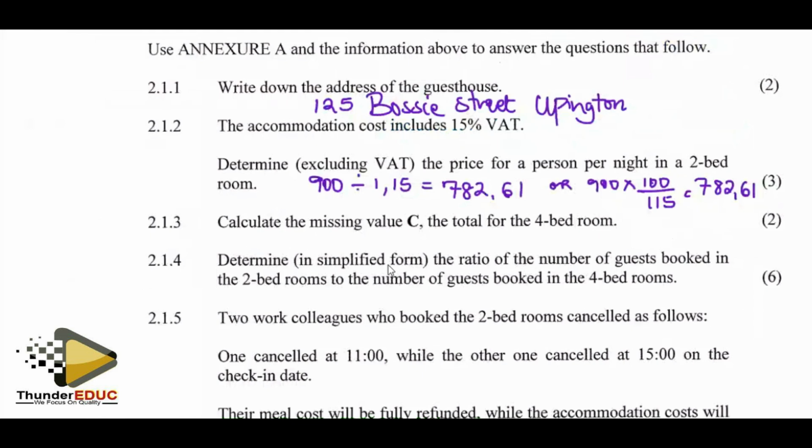So the value of C: determine, in simplified form, the ratio of the number of guests booked in two bedrooms to the number of guests booked in 4 bedrooms. We do not know these numbers, but we know the cost. So what are we going to do?